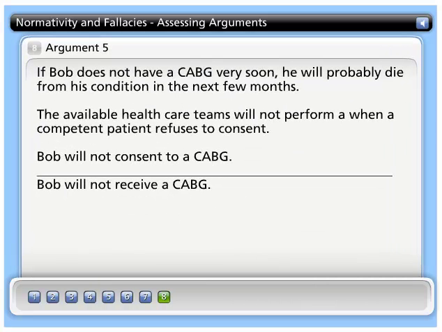Let's talk about just one more argument. If Bob does not have a cabbage very soon, he will probably die from his condition in the next few months. The available healthcare teams will not perform a cabbage when a competent patient refuses to consent. Bob will not consent to a cabbage. Therefore, Bob will not receive a cabbage. Does this commit the naturalistic fallacy? It does not. Why? Because the conclusion is not a value conclusion. It's not normative. The argument is interesting, but it is not about ethics. And some of you will note that the premises also don't have a claim about whether Bob is competent. So it may not be the strongest argument, even though it does not commit the naturalistic fallacy.